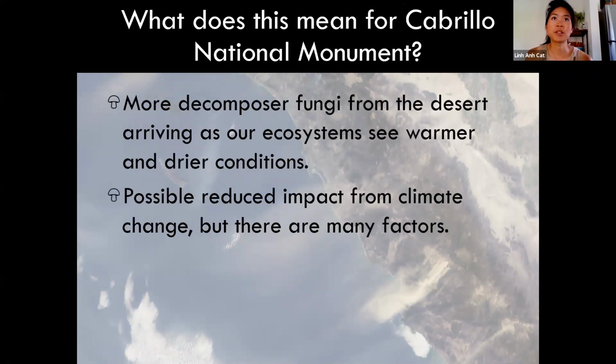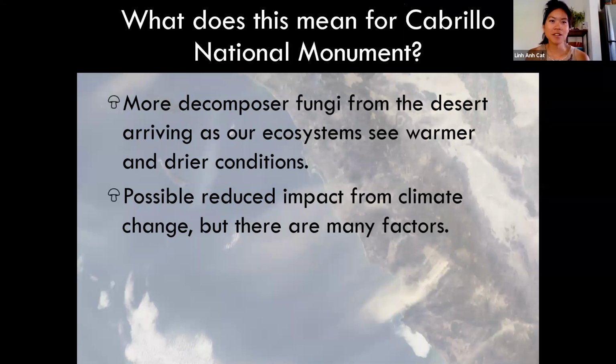So what does this mean for Cabrillo National Monument? Jumping back to some of the things I was talking about before, we're having more decomposer fungi from the desert coming to our ecosystems. We're seeing warmer and drier conditions as climate change continues in coastal California. So we're actually getting these fungi that are adapted to the conditions we're going to see moving forward and in the near future at Cabrillo National Monument in San Diego. So we're kind of getting fungi that are adapted to what we're hoping, or not hoping, what we will see moving forward.